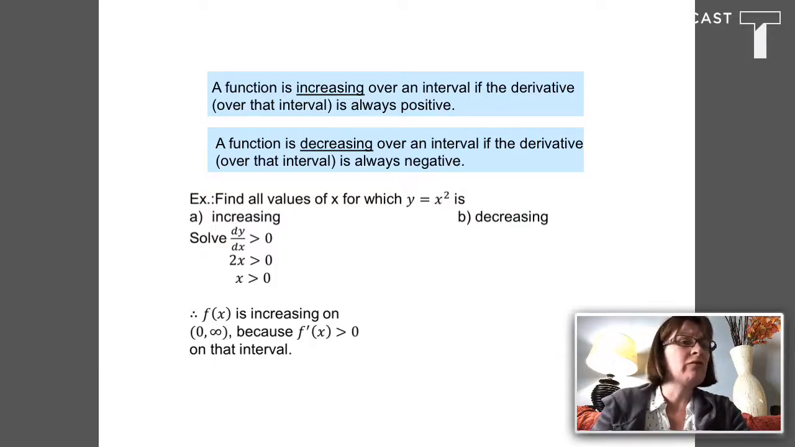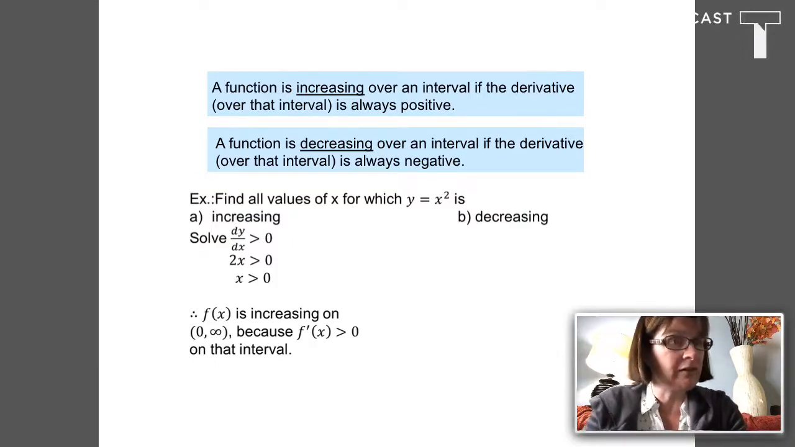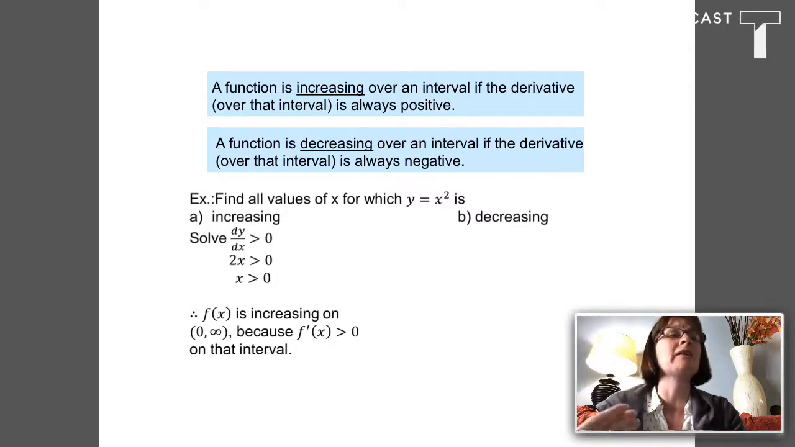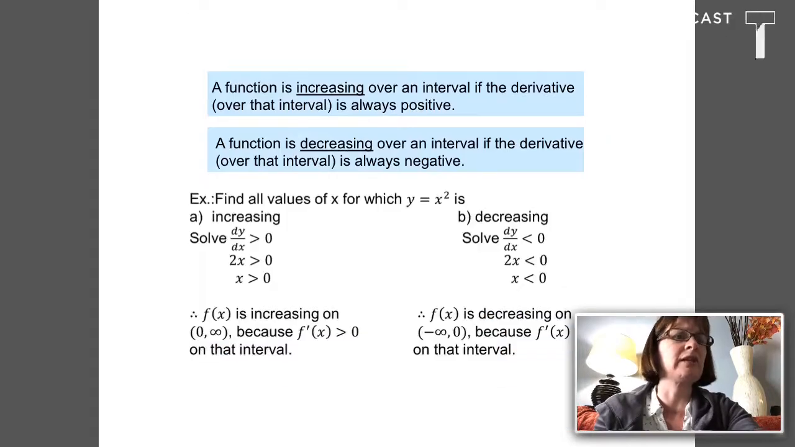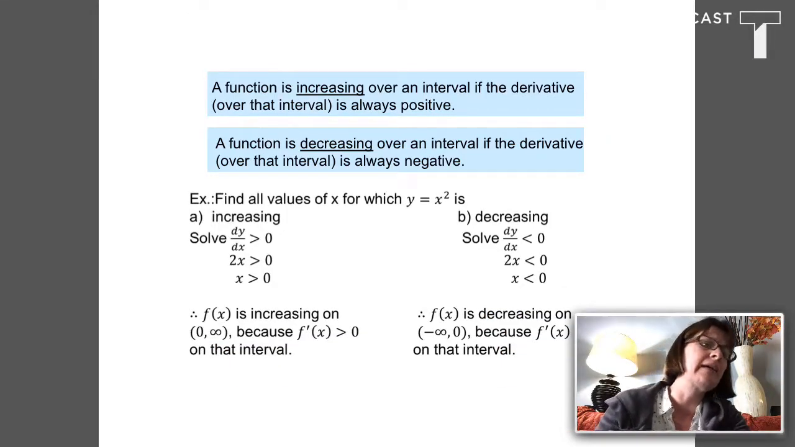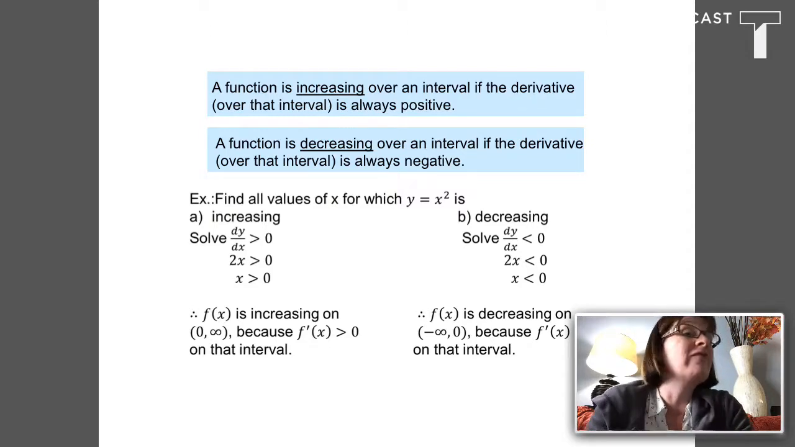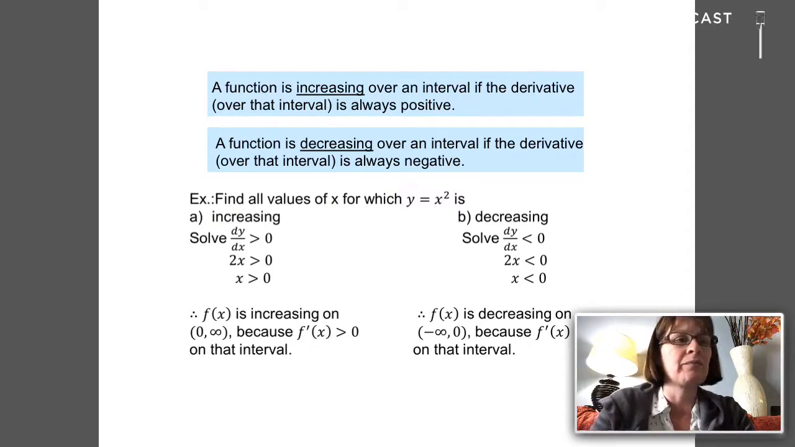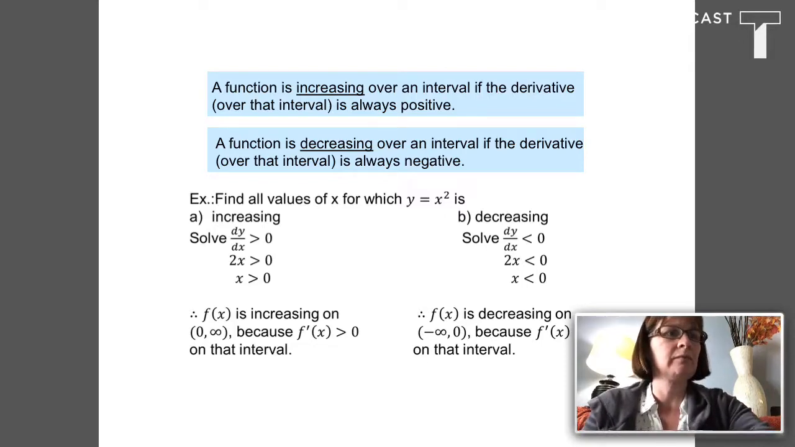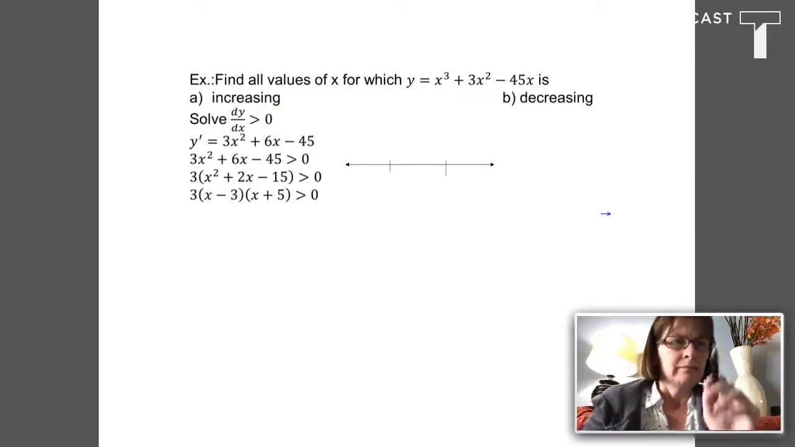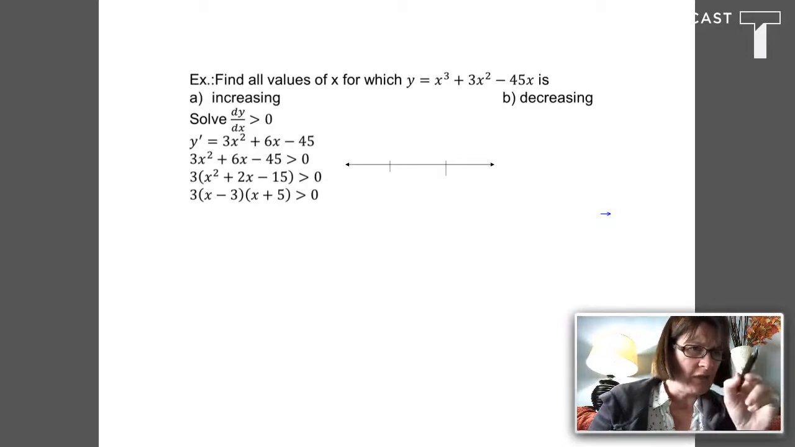If you're taking the free response section, you'll have to justify your answer. Your justification would be because f prime of x is greater than 0 on that interval. Similarly, we could figure out where f of x is decreasing by solving the inequality dy dx is less than 0. And you can see that we'll get negative infinity to 0. All values of x that are less than 0. Let's try a more complicated example. So start by fixing your handout. We want to solve this problem instead.